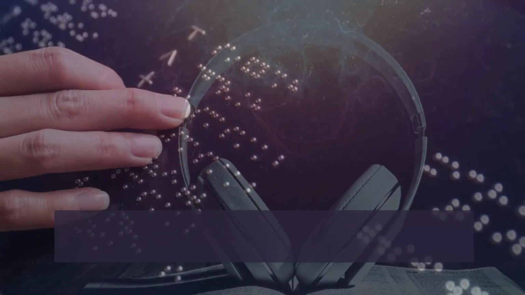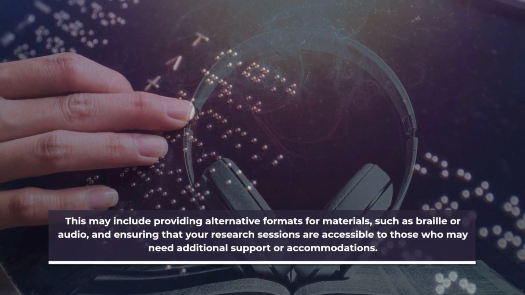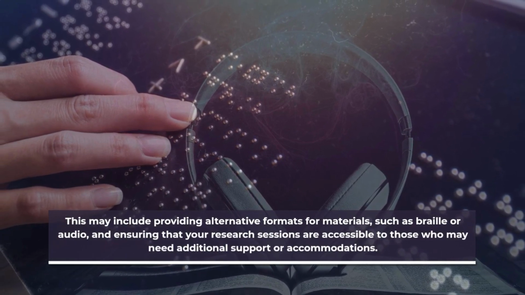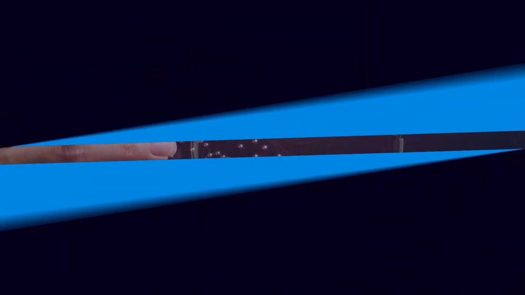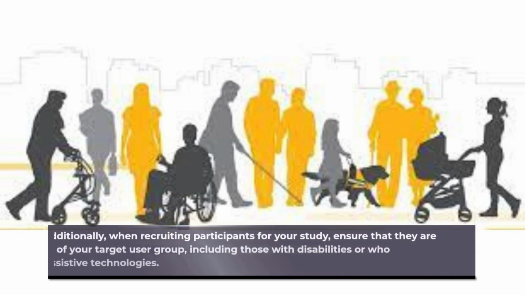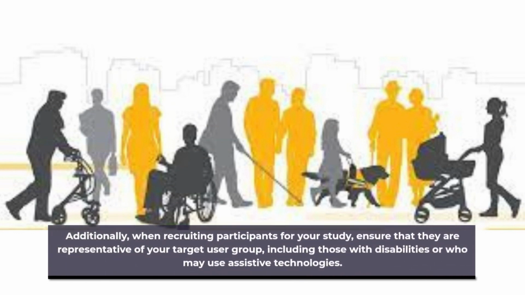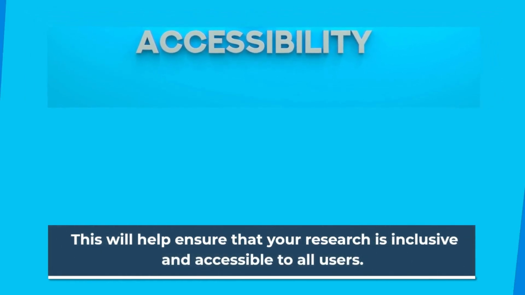This may include providing alternative formats for materials, such as Braille or audio, and ensuring that your research sessions are accessible to those who may need additional support or accommodations. Additionally, when recruiting participants for your study, ensure that they are representative of your target user group, including those with disabilities or who may use assistive technologies. This will help ensure that your research is inclusive and accessible to all users.